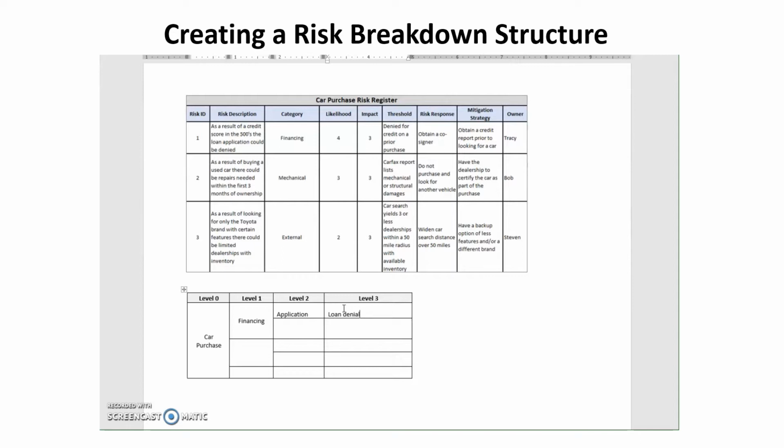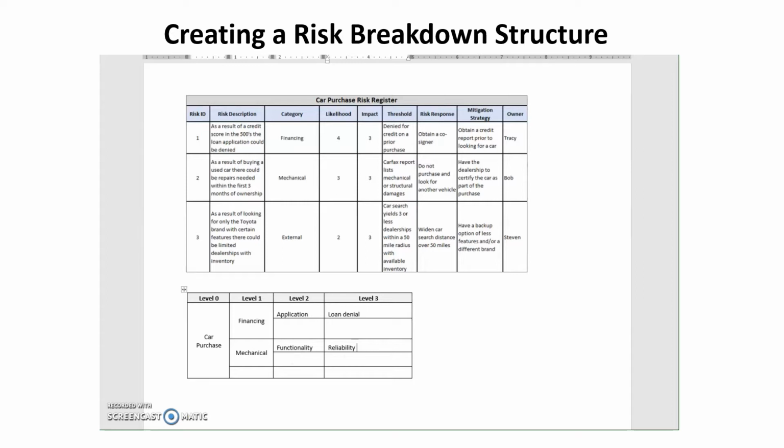Let's look at level 2, going just through another example. The category is mechanical. The first 1 to 2 word description of the risk at level 2 is functionality. So in this case, the car may need repairs. Level 3 is the actual risk, and it's reliability. So again, let's go over risk ID 2.